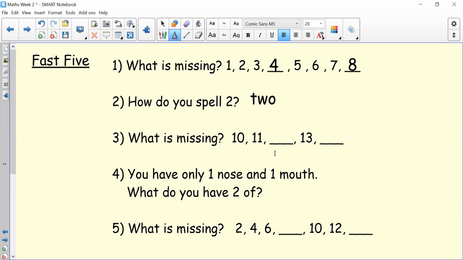And then what is missing this time? I'm looking at the numbers 10, 11, something, 13. The numbers are getting bigger again, so we must be counting forwards. This time it's a bit trickier because we're not starting with 1 or 0. We're starting with 10, so we need to do our counting on skills, don't we? So 10, 11, 12, 13, 14.